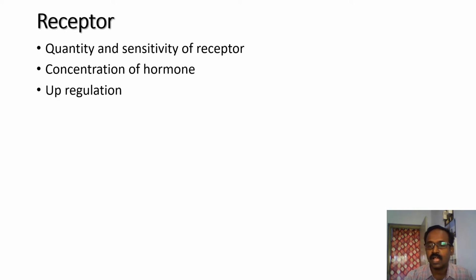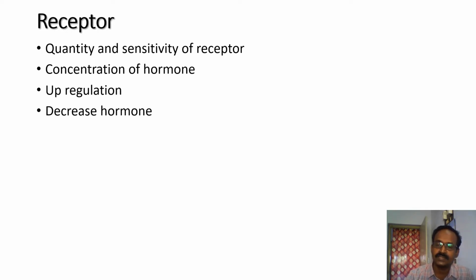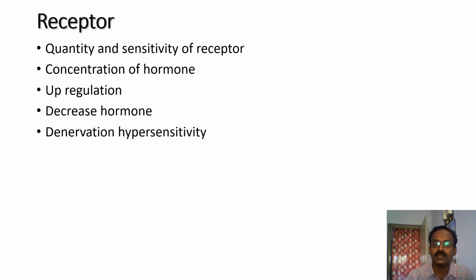That is called upregulation. So when the hormone is decreased for a long time, it increases the number of receptors. This is upregulation. It is responsible for denervation hypersensitivity. The longer the hormone level is decreased, the more the receptors in the cell, whether on the cell membrane or intracellular area, respond very highly when the hormone is secreted. That is called denervation hypersensitivity.